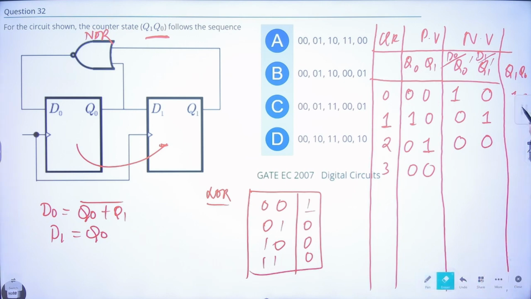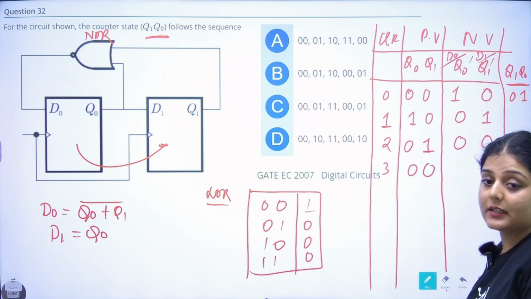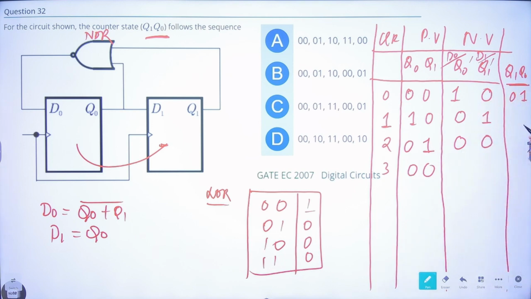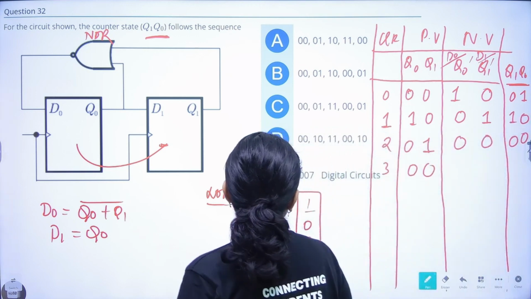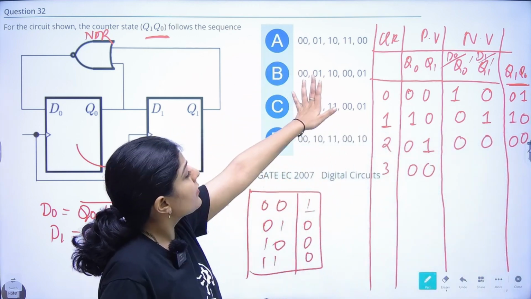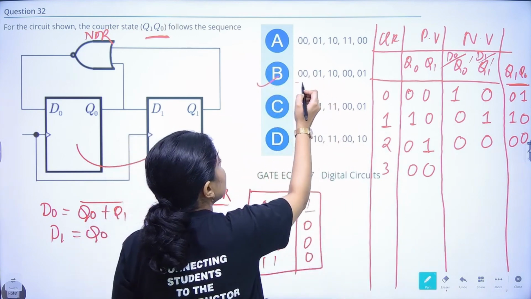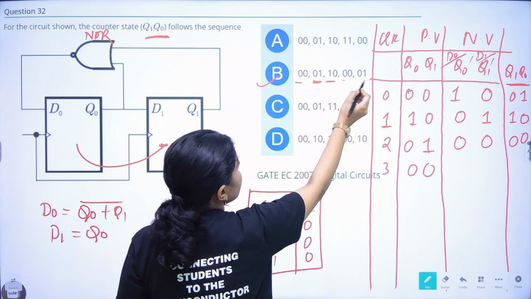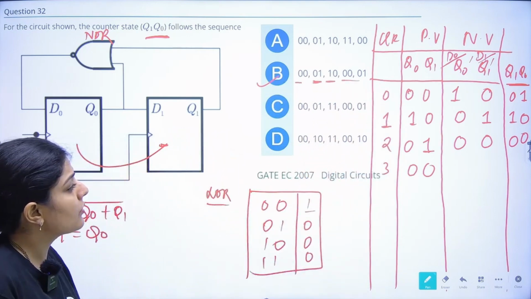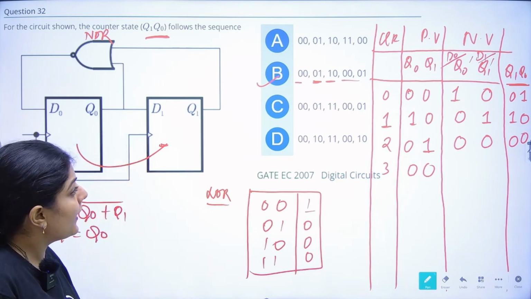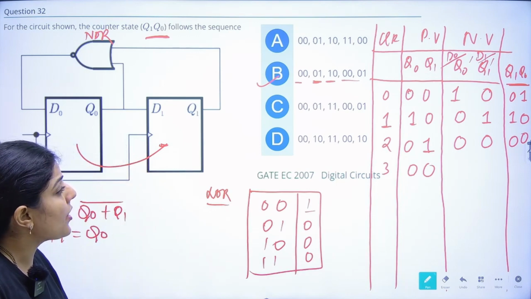So it will be 0, 1 according to Q1 and Q0 in the way the question is asking. So it will be 0, 1 or 1, 0 and 0, 0. So it's repeating like this. We can start from 0, 0. So 0, 0, 0, 1 and 1, 0. So option B will satisfy 0, 0, 0, 1, 1, 0 and 0, 0 and so on. Right? So this is your correct option.